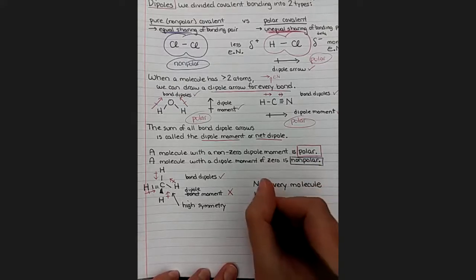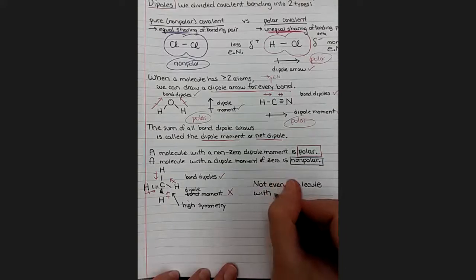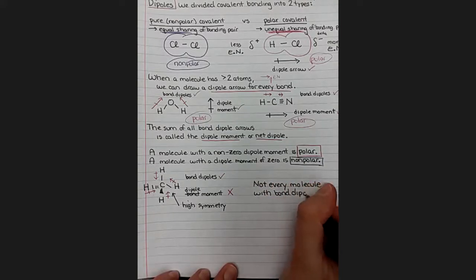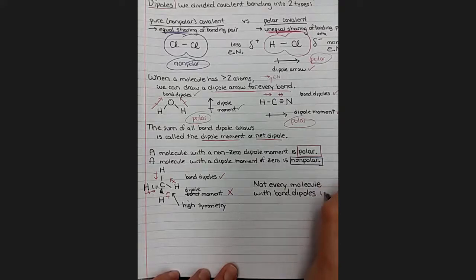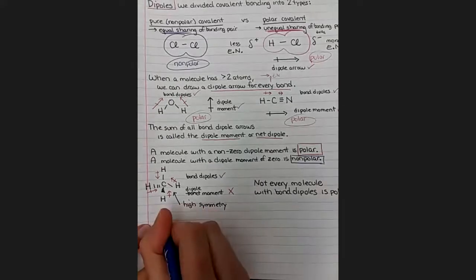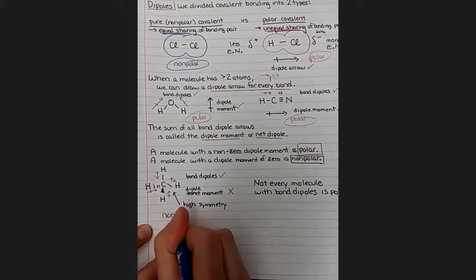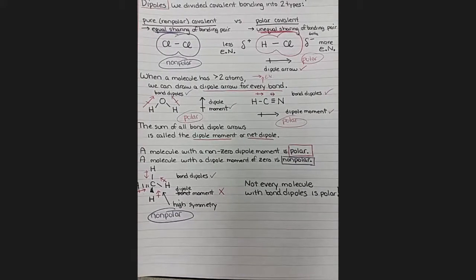So not every molecule with bond dipoles is polar. So this molecule is going to be nonpolar because all of those tiny red arrows cancel each other out.